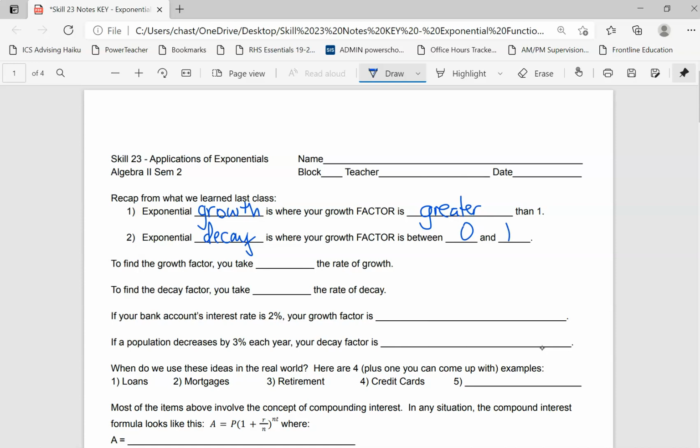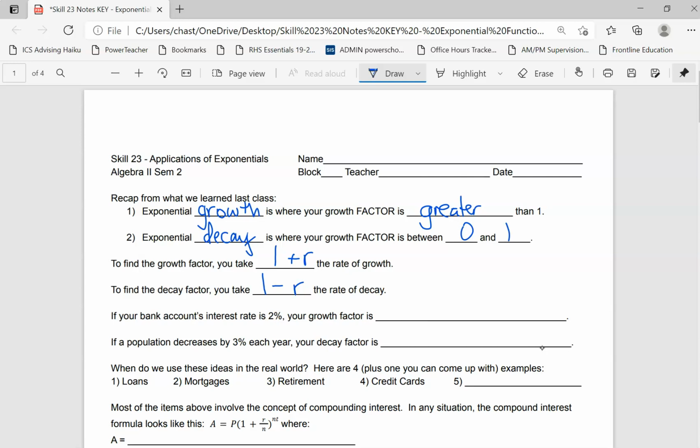To find the growth factor, you take 1 plus the rate of growth, so I'll think of that as 1 plus r. For the decay factor, you do 1 minus r. Both of those were explained a little more in the last video, so if you need to review, you may do so.